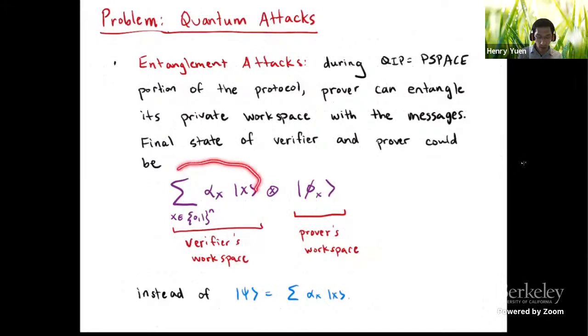The verifier's workspace could at least look like what it's supposed to. If psi is the sum of alpha x ket x, then the verifier's workspace could look like this, but then the x part could be entangled with the prover's workspace. After all, the prover is getting what prefix we're conditioning on to compute the conditional amplitudes. So it knows what x is. And this would be bad because when the verifier outputs this register, this is actually going to decohere, and you're going to get just a probabilistic mixture of x's, and it won't be coherent. So that's bad.